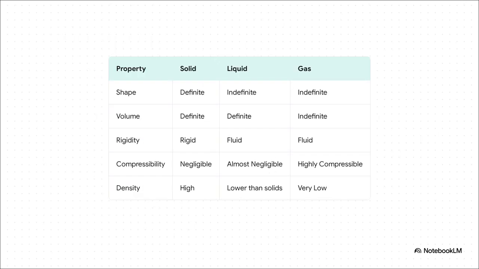So let's just quickly put that all side by side. As you can see, solids have a definite shape and volume. Liquids, they keep their volume but take the shape of their container. And gases, they're totally free with no definite shape or volume. But check out compressibility. You can't really squeeze a solid or a liquid, right? But a gas, because those particles are so far apart, you can easily squish them together. It's a really key difference.